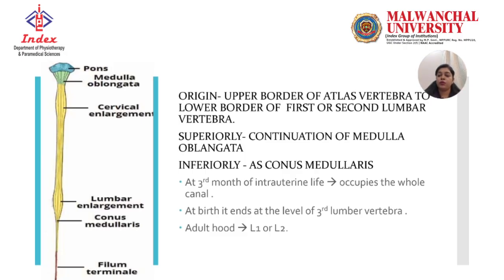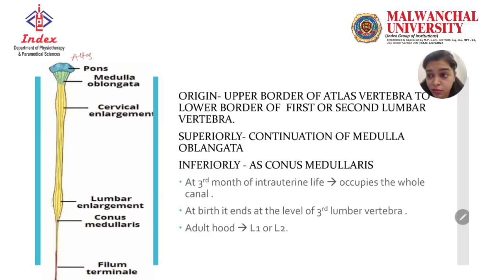Now we will see the origin of the spinal cord. It is from the upper border of the atlas vertebra to the lower border of the first or second lumbar vertebra. So if we assume that this is the atlas vertebra, here it terminates at L1, L2.